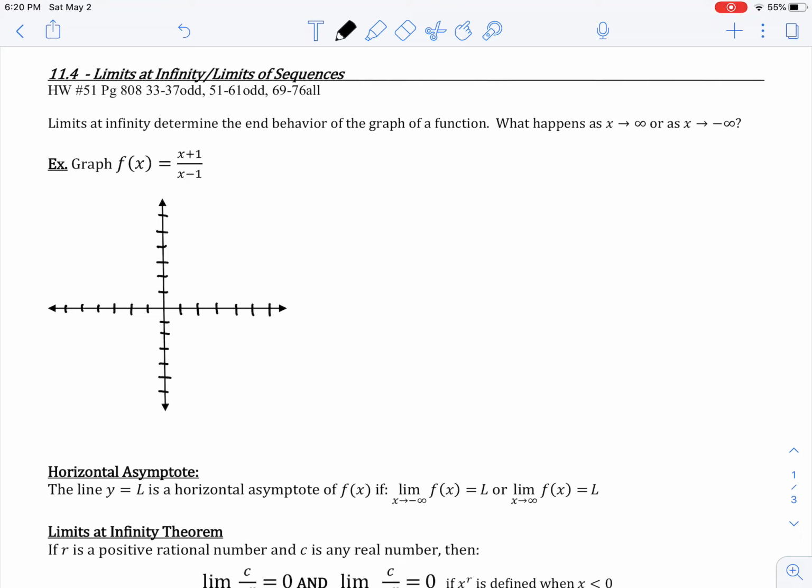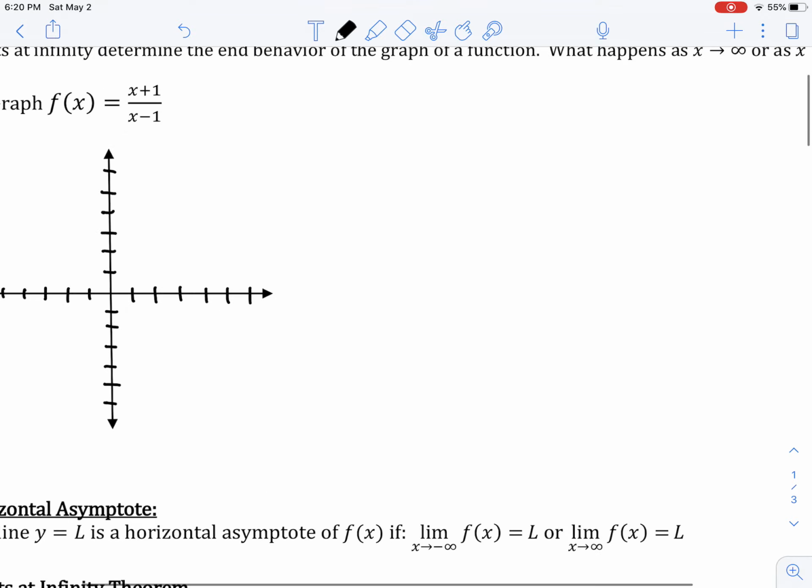So in this video, we're going to discuss limits at infinity, which is really just answering the question, can a limit exist as x approaches positive or negative infinity? And the answer is sometimes yes. So let's take a look at one particular case.